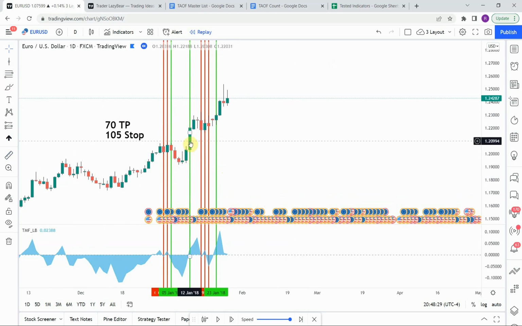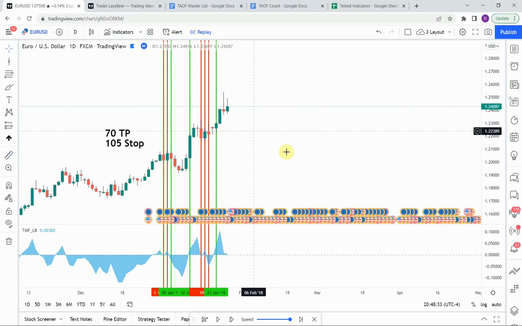All right, we then pick up this long right here on this big green candle right there. That one does pull up just far enough to get us to our take profit. Then we pick up a short right here almost immediately on the next candle.